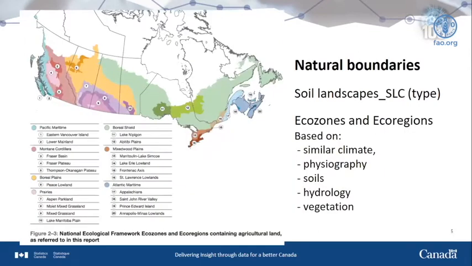And this just gives you an idea of what I was saying, the diversity of ecozones and ecoregions, which are based on the same climate, or the physiography, soil, hydrology, and vegetation. So when it comes time to aggregate at the national level, that's where we had problems to reflect the result. Okay, next, please.